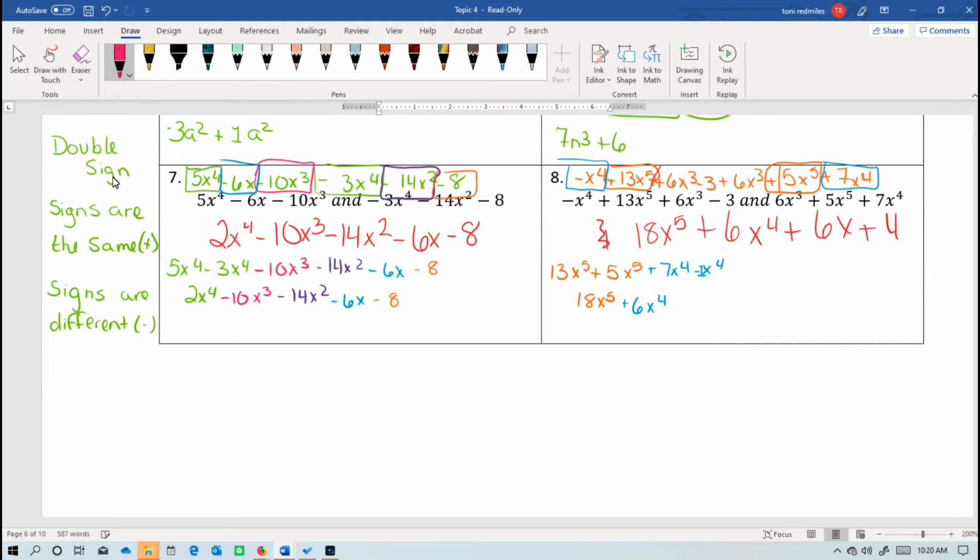Now let's look at these thirds. I have x to the third power and an x to the third power right here. So 6 plus 6 is going to give me 12. So this is going to become 12x to the third.